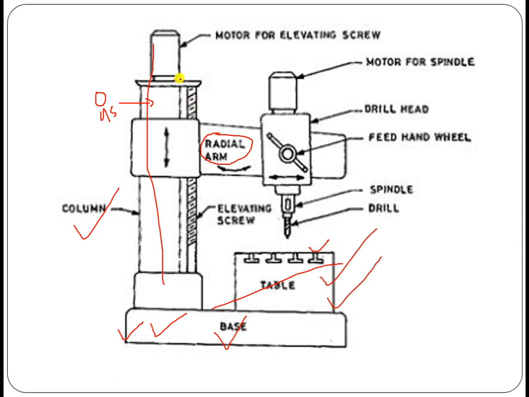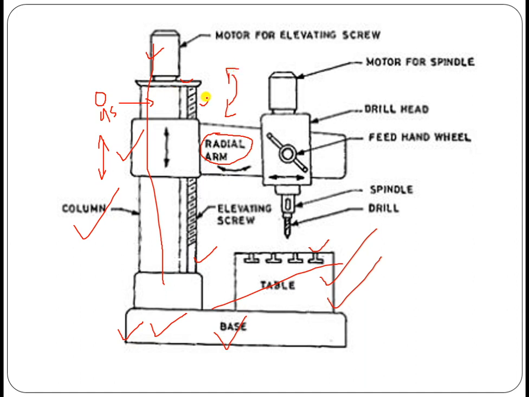Along this column, with the help of this arrangement, you can have an elevating screw. The movement of this radial arm will take place in up and down direction with the help of this lead screw, and with the help of an electric motor which will run this lead screw, so that up and down movement of the radial arm can take place. Another important thing is that this radial arm can move in an angular manner along this column.